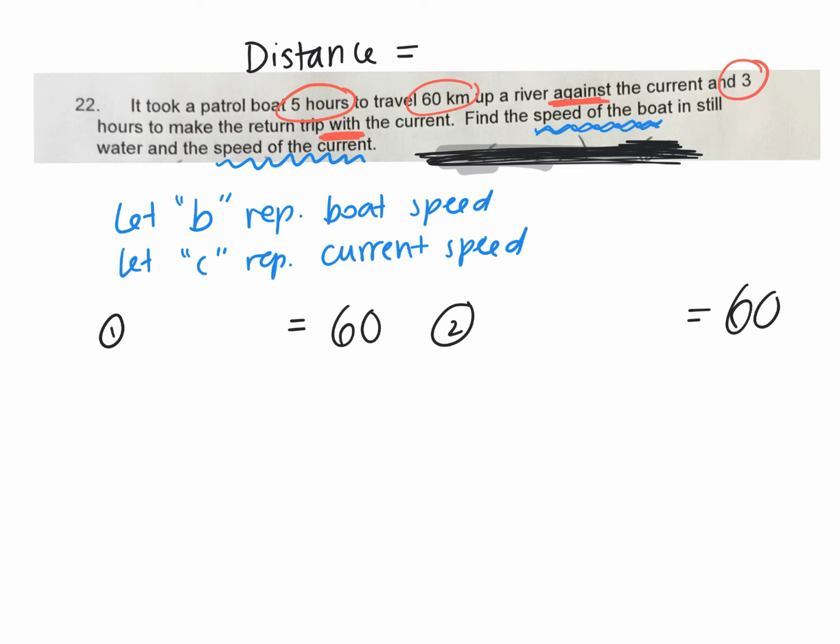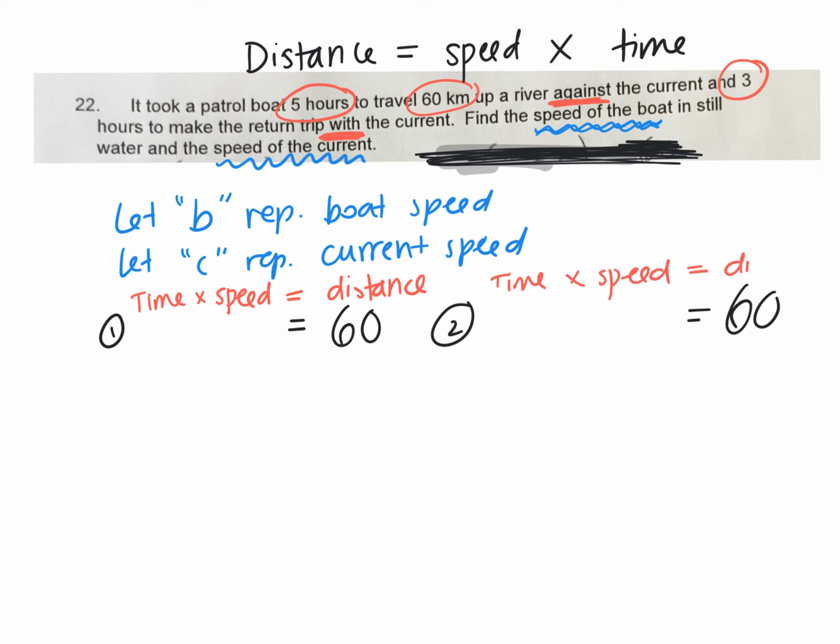How do you calculate distance? What do you take, speed and time, what do you do with them? Speed times time, or we could write time times speed, right? Let me write it the other way. Time multiplied by speed will give us the distance. Same for the second equation. Time multiplied by the speed gives us the distance.